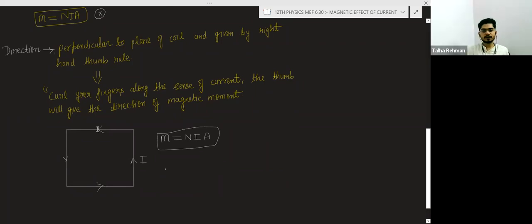If your current carrying loop is in the form of a rectangle, square, or triangle, then also the magnetic moment will be N into I into A.